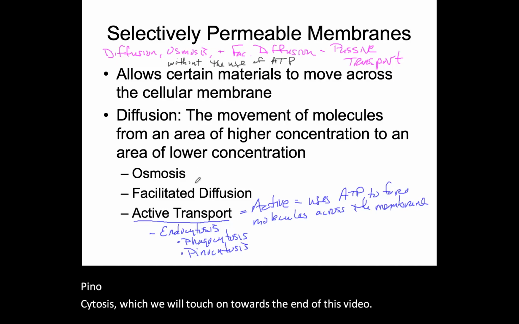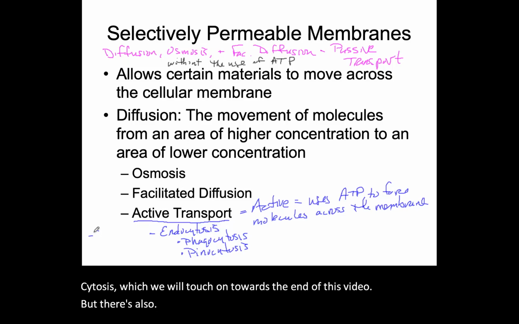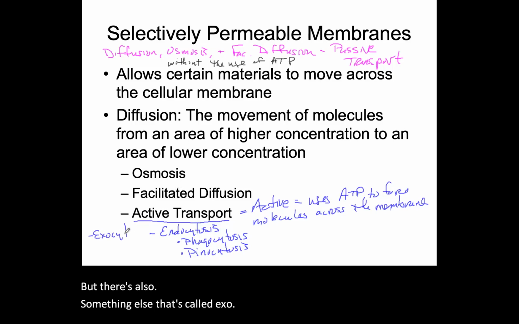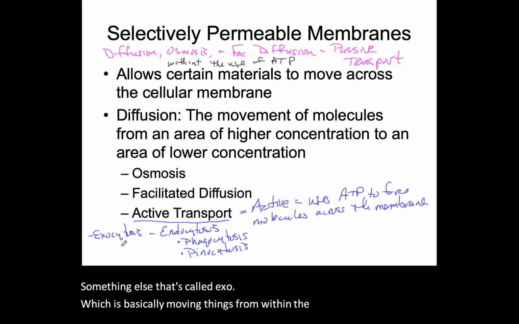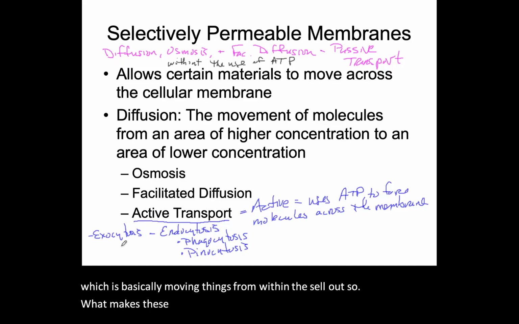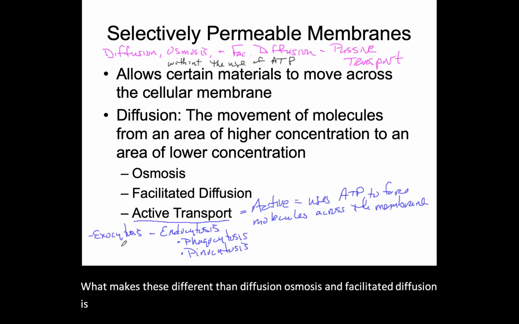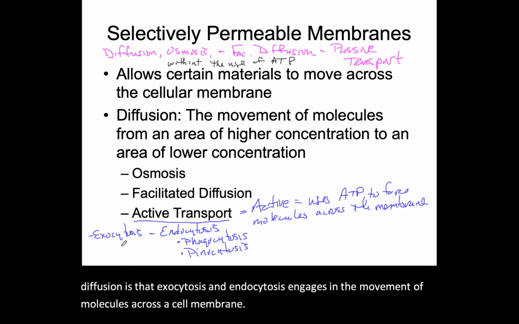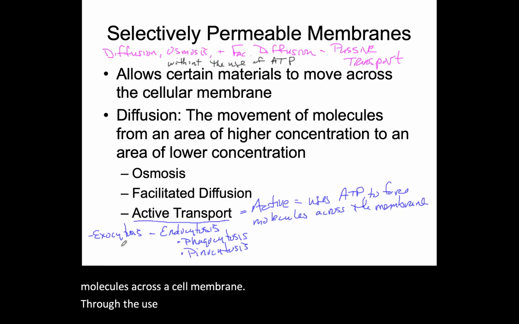But there's also something else called exocytosis, which is basically moving things from within the cell out. What makes these different from diffusion, osmosis, and facilitated diffusion is that exocytosis and endocytosis engage in the movement of molecules across a cell membrane through the use of ATP, through the use of cellular energy.